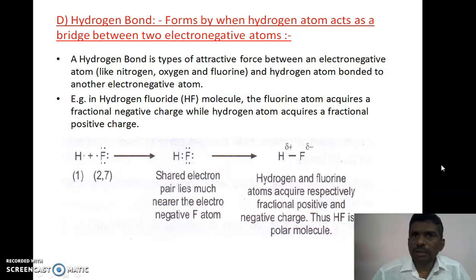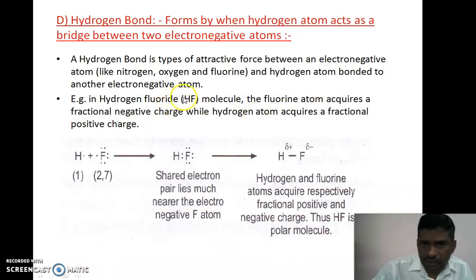Basically, the hydrogen bond is formed when the hydrogen atom acts as a bridge between two electronegative atoms. The hydrogen bond is a type of attractive force between electronegative atoms like nitrogen, oxygen and fluorine. A hydrogen atom is bonded to a highly electronegative atom like nitrogen, oxygen, fluorine. For example, hydrogen fluoride.